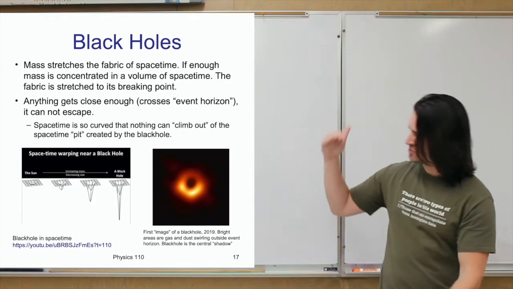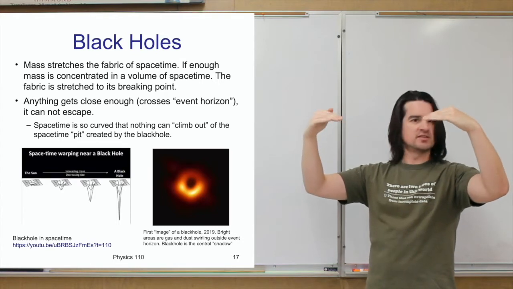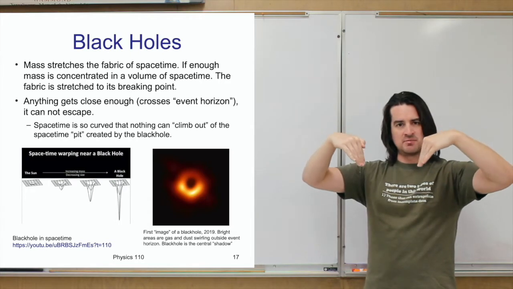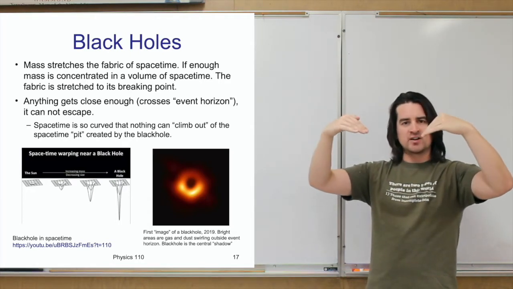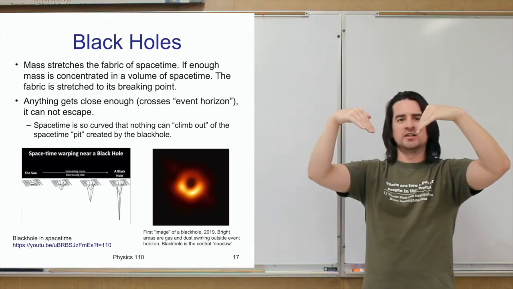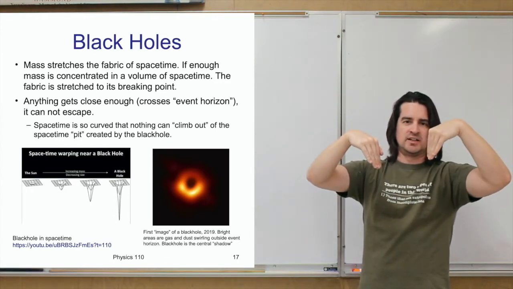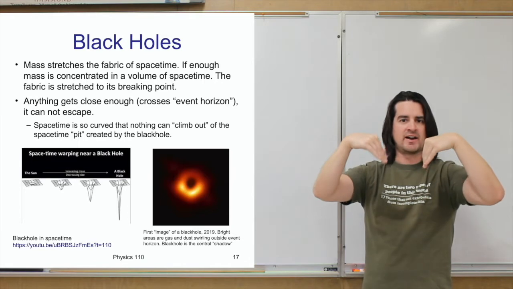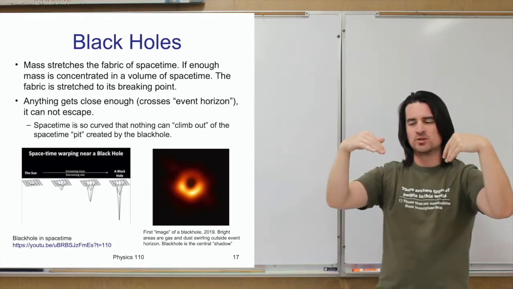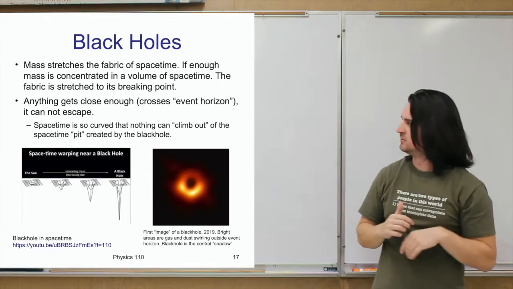And that stretching is so much that, when you stretch down the fabric, the sides of that kind of divot get steeper and steeper and steeper as you're stretching it, right? A black hole could be thought of as the point where you've stretched the fabric so much that the slopes on either side are essentially vertical, and so steep that no object can climb back out of them. So if something comes into that region of space-time with the black hole and falls in, there's no way it can get back out.